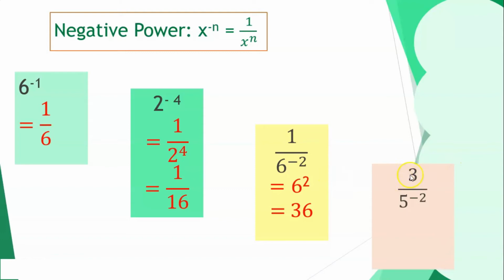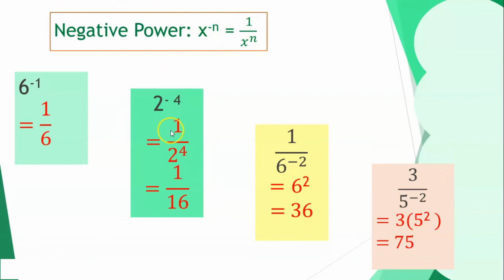Another, 3 over 5 to the negative 2. So since this is negative, so bring it up. So to make it positive, so 3 times 5 squared, so that is 25. So simplifying, you'll get 75. So take note, when you say negative power, make it positive by bringing it up or bringing it down.